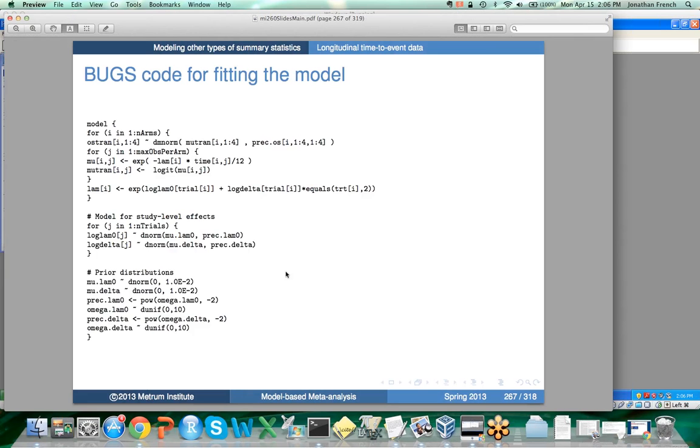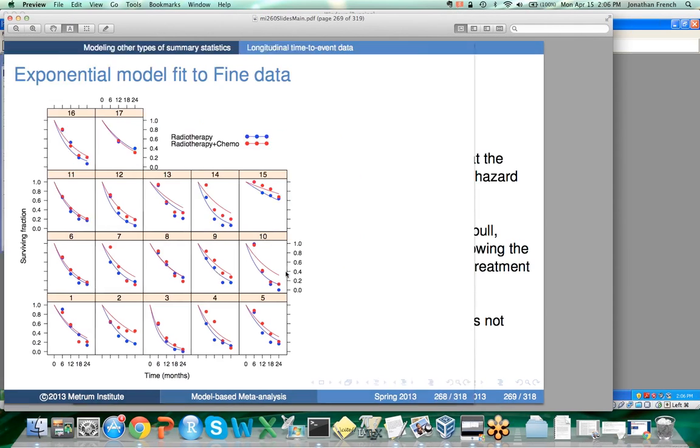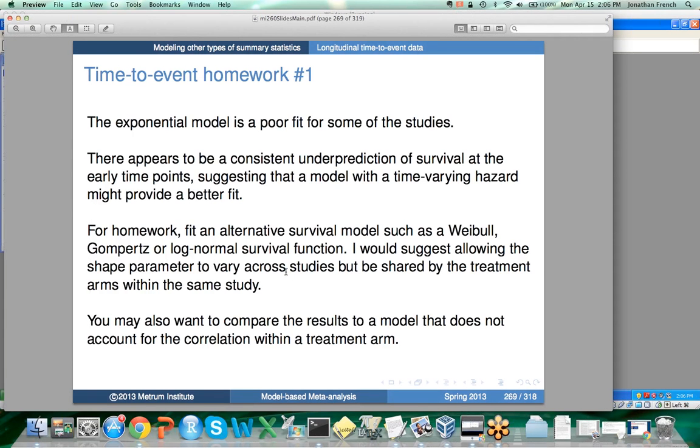And we had some WinBUGS code. And we saw that when we fit that model to the data, the exponential model really wasn't a great fit, and it seemed like some additional modeling would be necessary. And that was essentially the homework for this part of the homework exercise, was to fit up a model that allowed for some additional curvature. And that could be a Weibull model, a Gompertz model, or a log normal model. All of those allow some additional curvature at the beginning and at the end of that survival function.